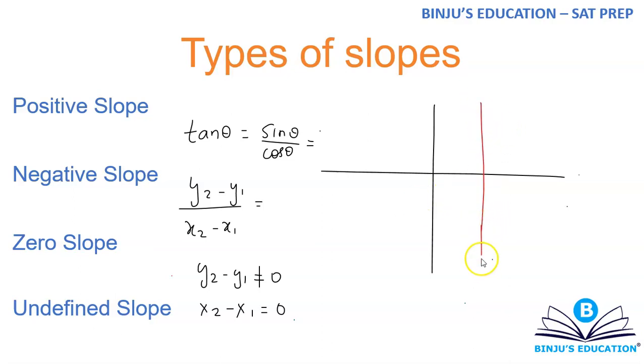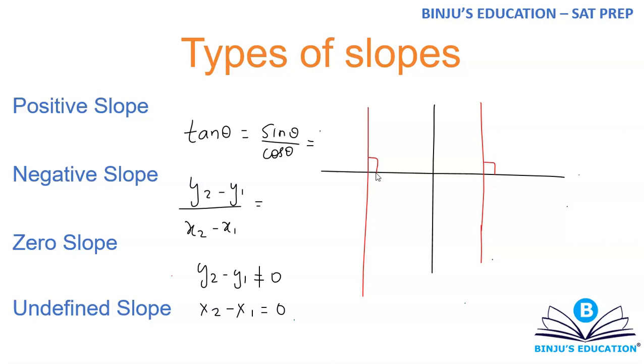You're going to have a line something like this, or you can have a line something like this. Lines which are perpendicular to x-axis, because when the lines are perpendicular to x-axis, angle will be 90. What is sine of 90? It's 1. What is cos of 90? It's 0. 1 over 0 is not defined.